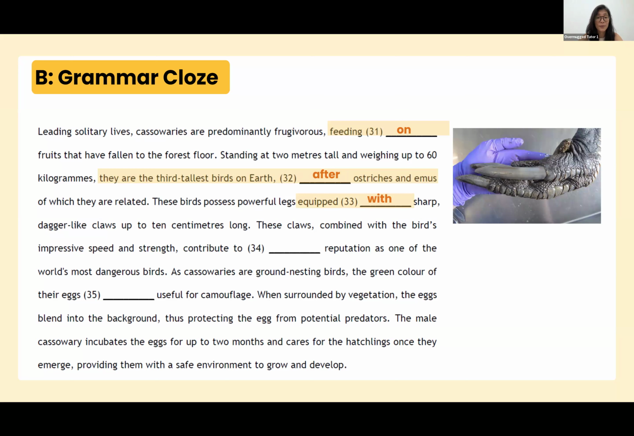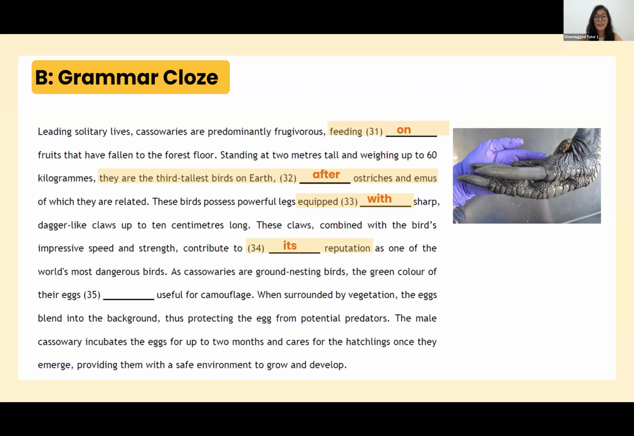Question 34. Now these claws, combined with their impressive speed and strength, contribute blank reputation as one of the world's most dangerous birds. In this case, we're talking about the reputation of the birds. So it has to be its, I-T-S, without the apostrophe. If you had picked the word with an apostrophe, I-T apostrophe S, it means something else. It means it is or it has. So it doesn't fit the statement grammatically.